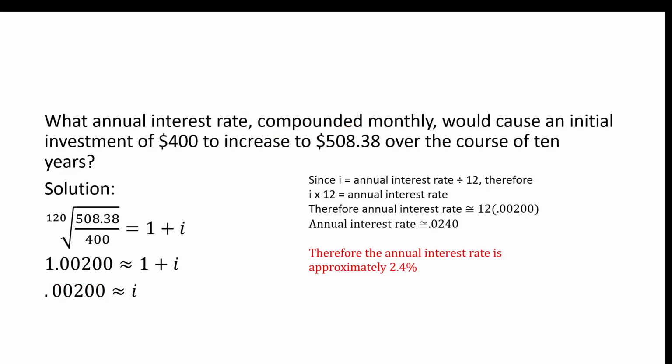Since i is equal to the annual interest rate divided by 12, therefore i times 12 will be the annual interest rate. The annual interest rate will be roughly 0.0240. Now remember what that means. You have to be able to work backwards a little bit here. If the annual interest rate was 2.4%, we'd represent that as 0.024. Well, if we know it's being represented as 0.024, we want you to be able to say the annual interest rate is 2.4%. Okay?